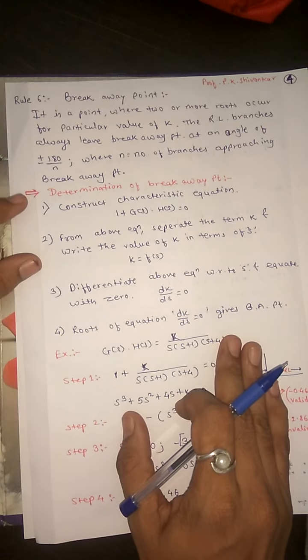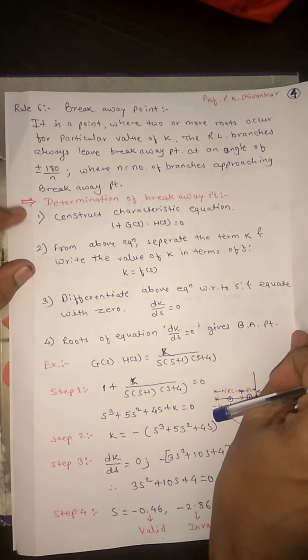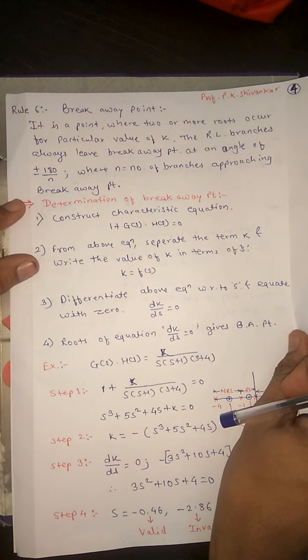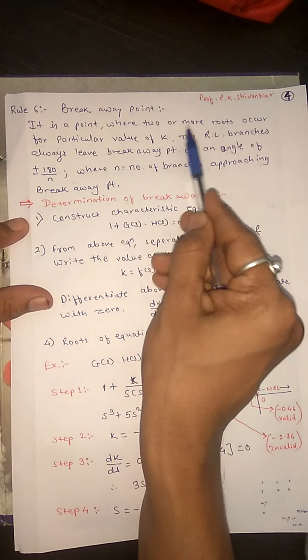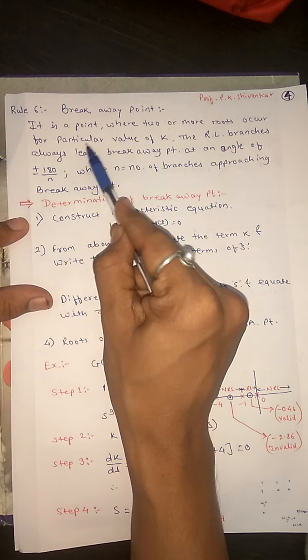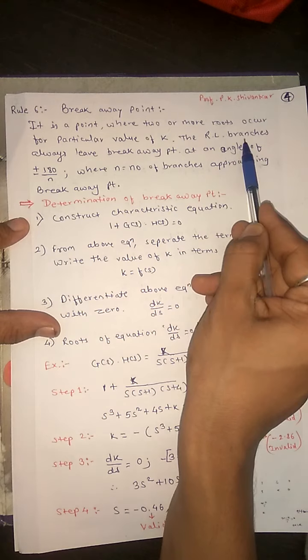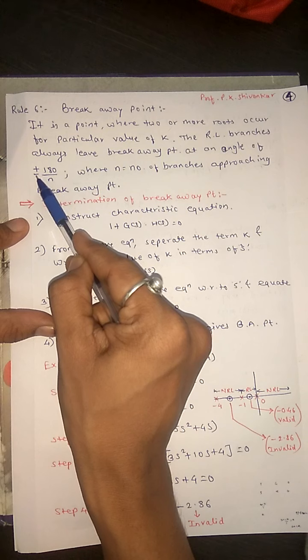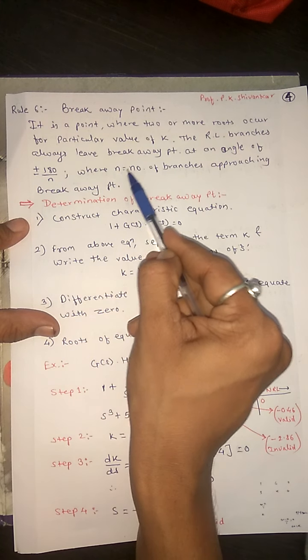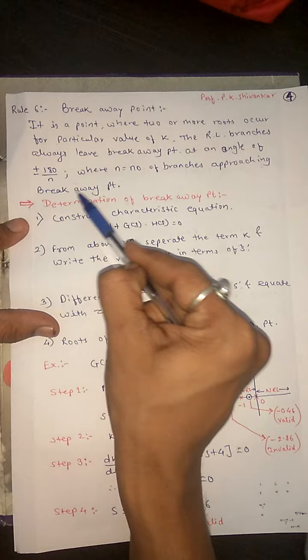Next rule is about the breakaway point. Rule number 6, breakaway point. So let us go through the statement first. Breakaway point is a point where two or more roots occur for a particular value of k. The root locus branches always leave the breakaway point at an angle of plus minus 180 by n, where n is the number of branches approaching the breakaway point. What does it mean? Basically, what does breakaway point mean?